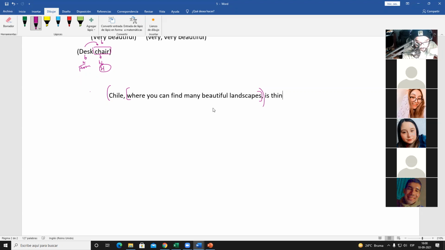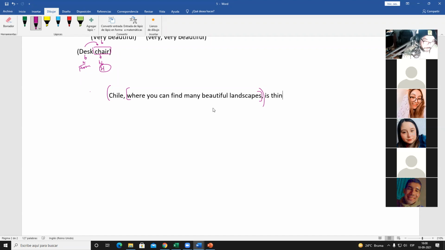Subordination means joining, putting together, linking, gluing an independent clause to a dependent clause. That's subordination, okay? At different levels. Coordination is linking at the same level. That is to say, an independent clause with an independent clause, a dependent clause with a dependent clause, a noun phrase with a noun phrase. You see? So they are at the same level.